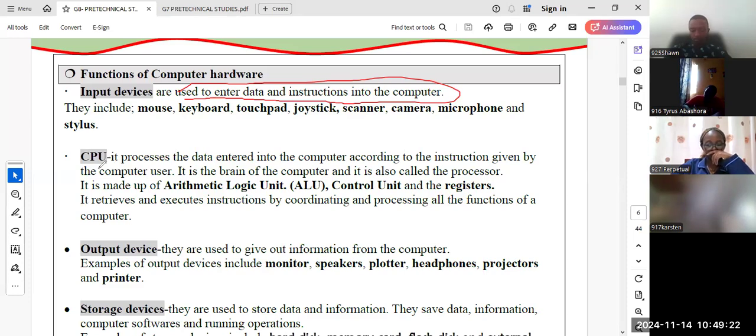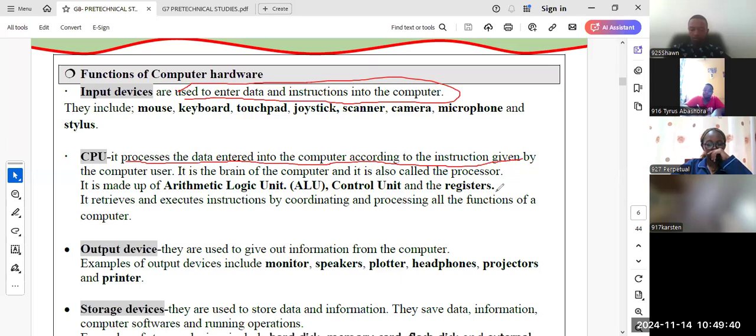Then we went ahead and discussed the CPU, the central processing unit. With the central processing unit, we said that it processes data entered into the computer according to the instructions given.